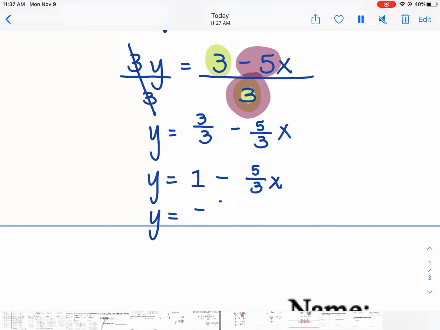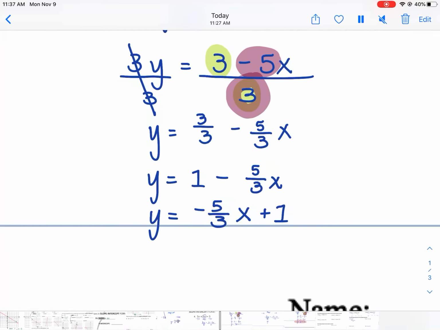I want to write this in the form y equals mx plus b, so I'm moving my -5/3 x to the front and adding on my intercept of 1 to the end. Bada bing, bada boom, donezo.